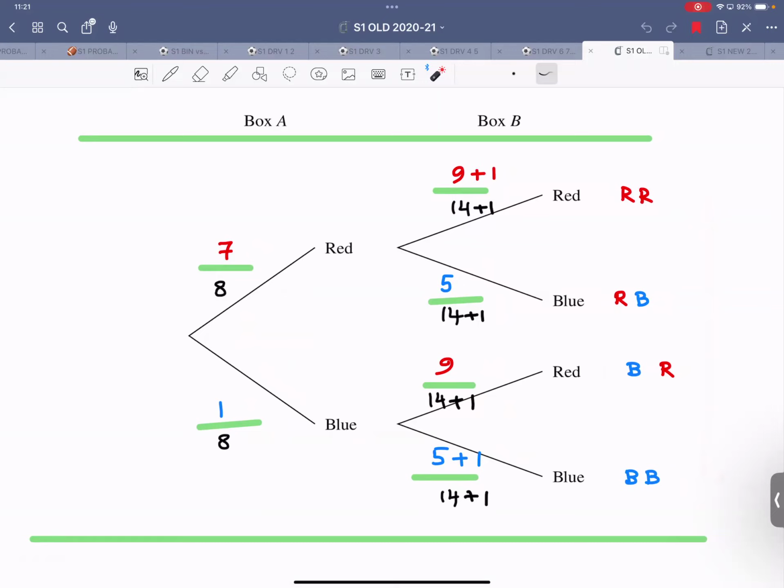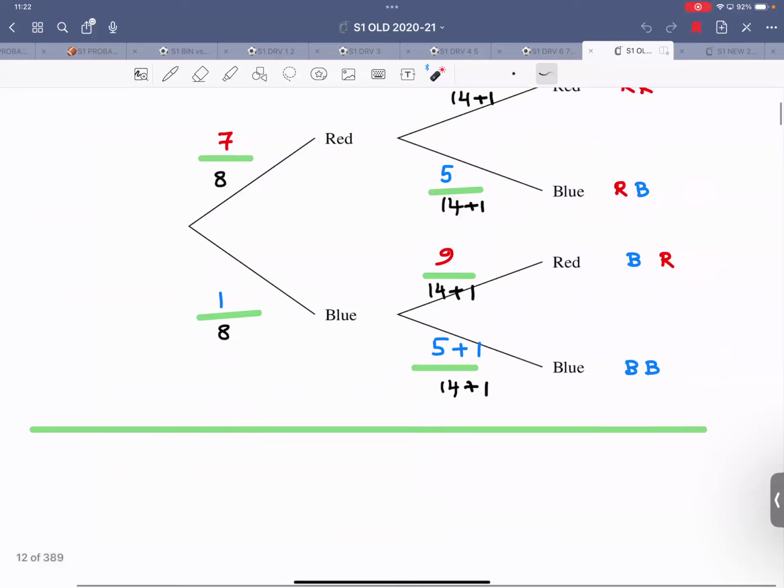Next thing, do not reduce the fractions. Leave it as it is. This is 8, this is 15. 8 into 15 is 120. So all these denominators should be 120. Even if reduction is possible, do not reduce, because it's very easy to check your answers. 7 into 10, that would be 70. 7 into 5, that would be 35. 1 into 9, that would be 9 over 120. 1 into 6, that is 6 over 120. So you can just multiply the denominator separately, numerator separately.